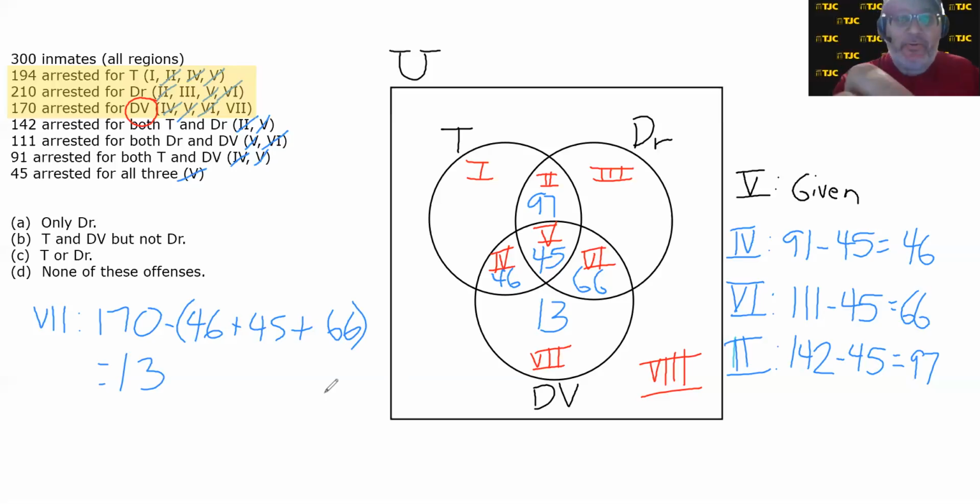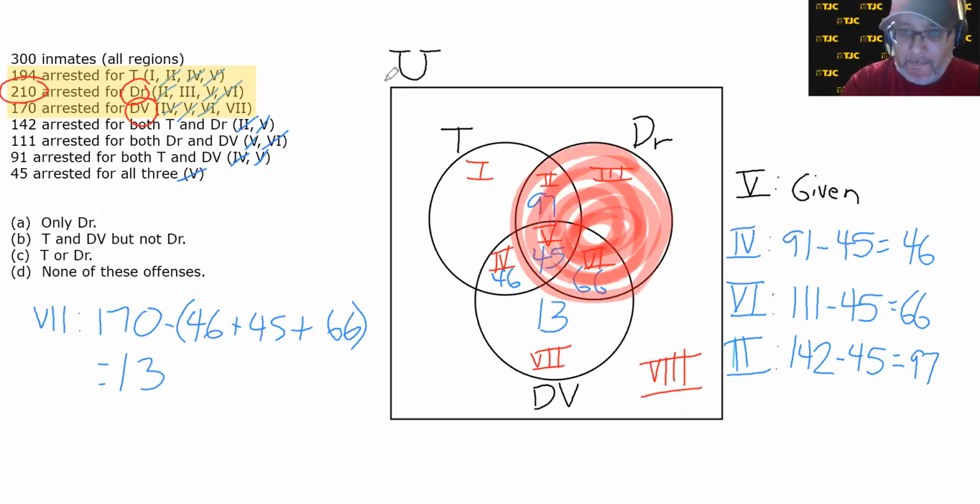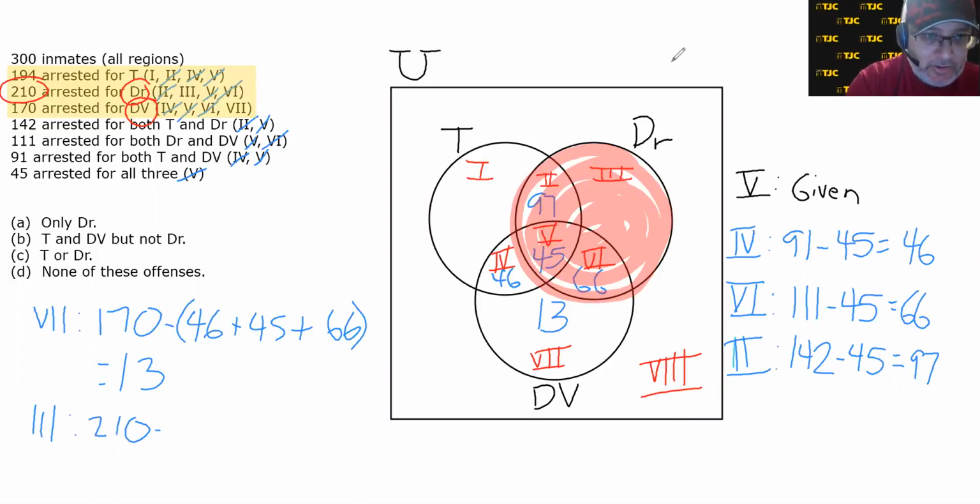Let's see if we can expedite the rest of these because this video is going on quite a bit. For the DR circle, it has to add up to 210. The DR circle is here. And so to figure out that missing region, which is region 3, the total of that circle is 210. We subtract the sum of the ones that are already in there, which is the 97, the 45, and the 66.